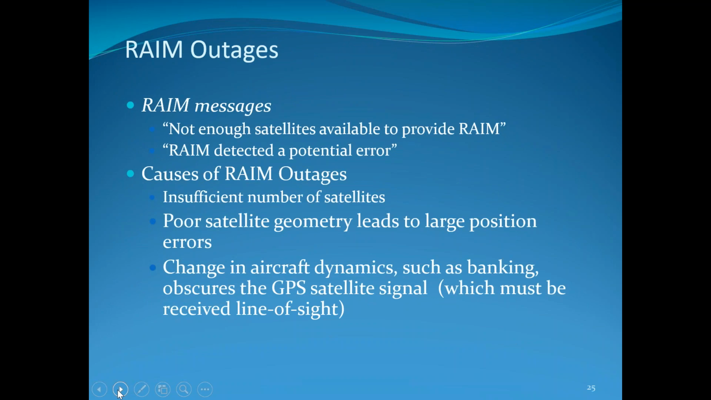But RAIM messages: not enough satellites available to provide RAIM. RAIM detected a potential error. Causes of RAIM outages are insufficient number of satellites, poor satellite geometry that leads to large position errors, and change in aircraft dynamics, such as banking, which obscures the GPS satellite signal, which must be received line of sight.